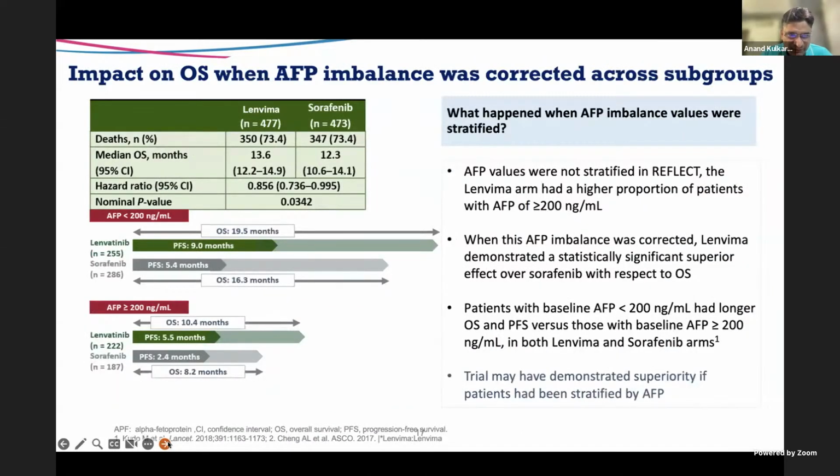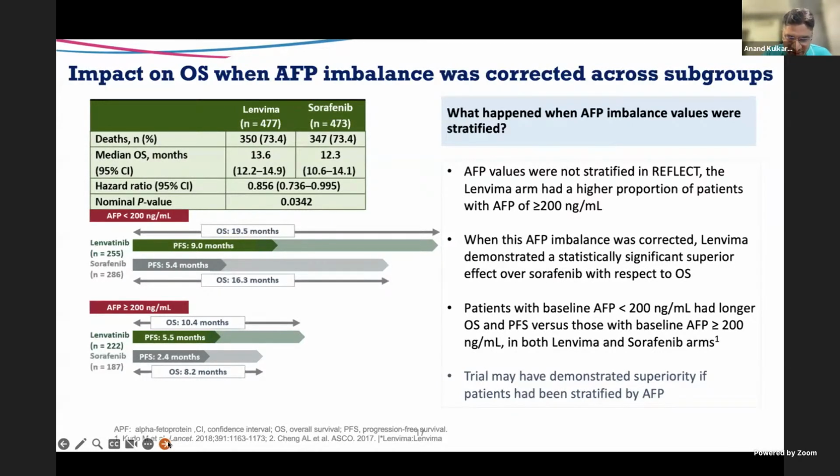It's a huge sample, almost 470 patients. There was some discrepancy in the alpha-fetoprotein levels at baseline. More patients who received lenvatinib had alpha-fetoprotein more than 200 nanograms. So they tried to stratify and match the population, and they said that the median overall survival was better with lenvatinib, 13.6 months versus 12.3 months, and the hazard ratio did not cross 1. It was less than 1, 0.85, ranging from 0.73 to 0.99, and the p-value was 0.03.